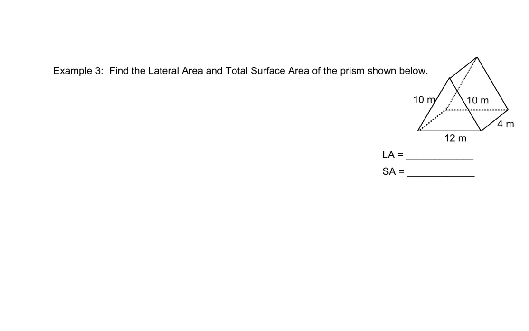Okay, so example 3, why is it important? Because I have a triangular prism, okay? It says find the lateral area and total surface area of the prism shown below. So I need both lateral area and surface area. Let's start with lateral area. Same formula, P times H, right? They're multiplying. Okay, so I need to figure out what P is and what H is.